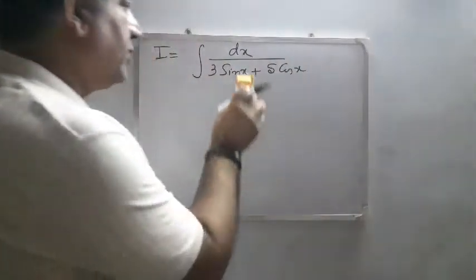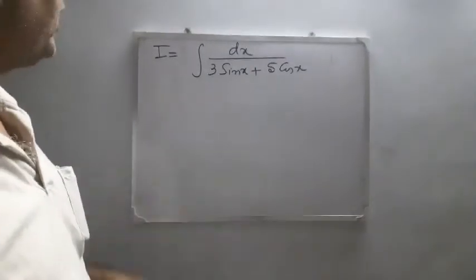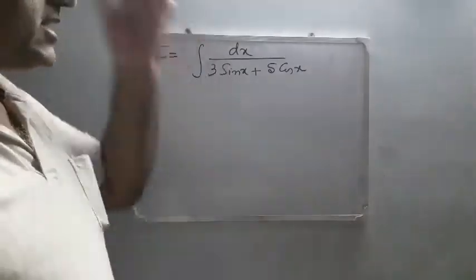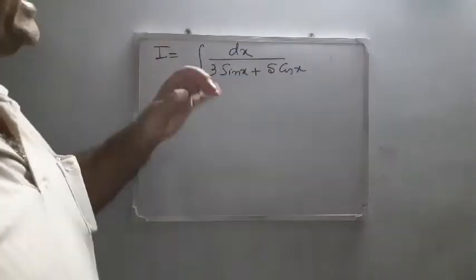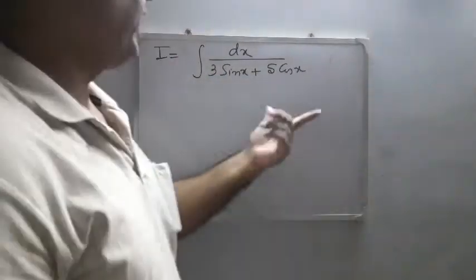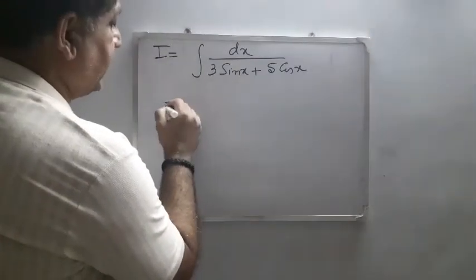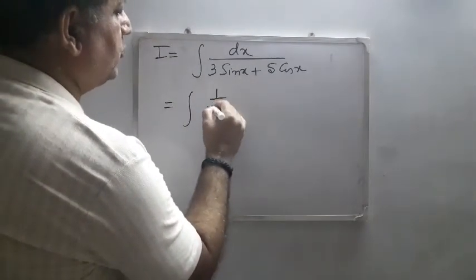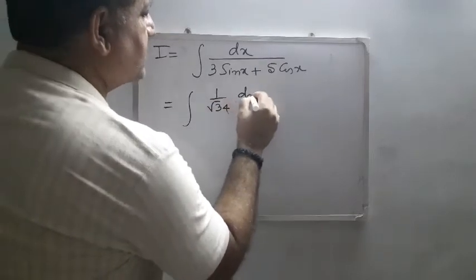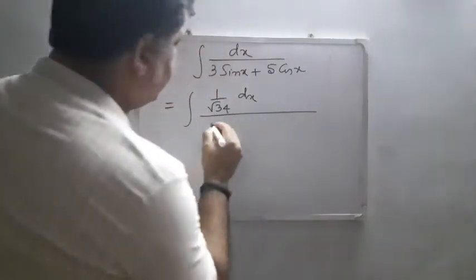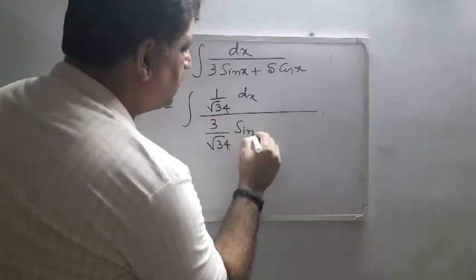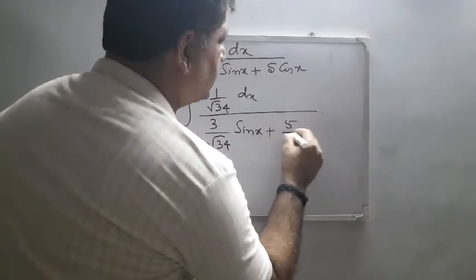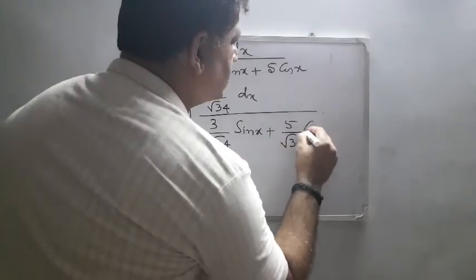But do not try to show this result here. You have given this integral I is equal to, and you want to solve it. Just use your calculator in mind and try to find out the value of root a square plus b square. That is root 34. So we can write integral 1 by root 34 into dx by, here you can write 3 by root 34 sin x plus 5 by root 34 cos x.